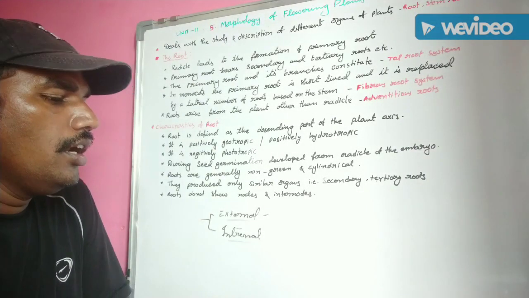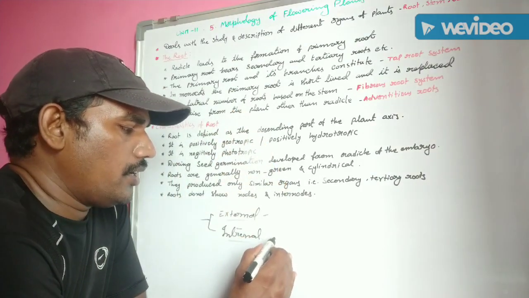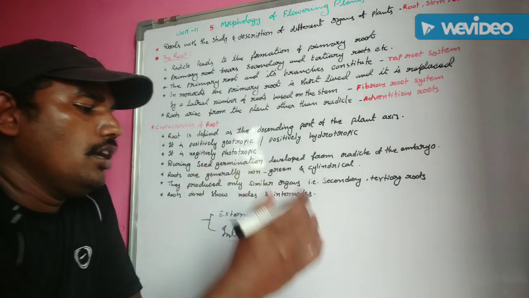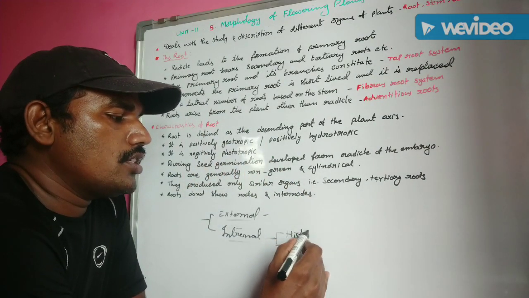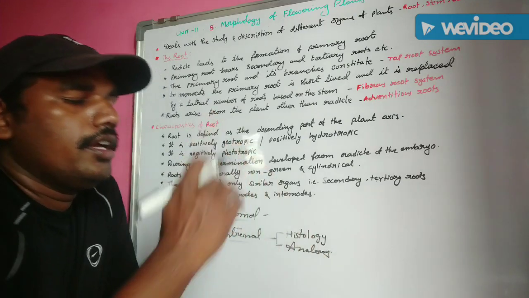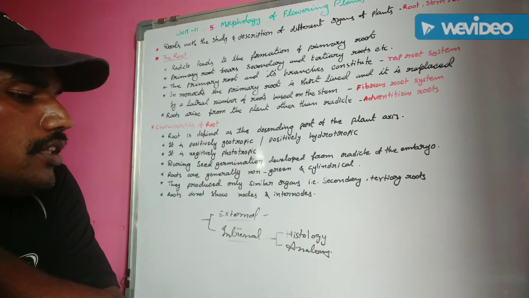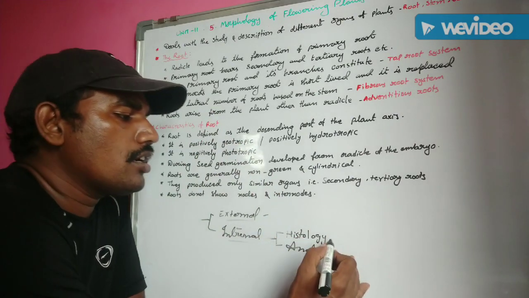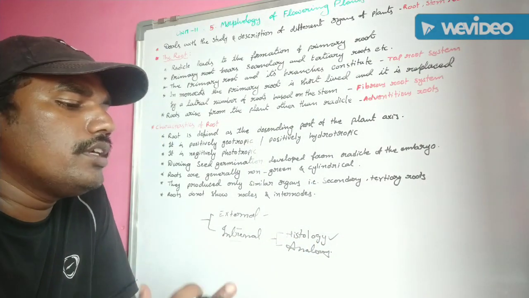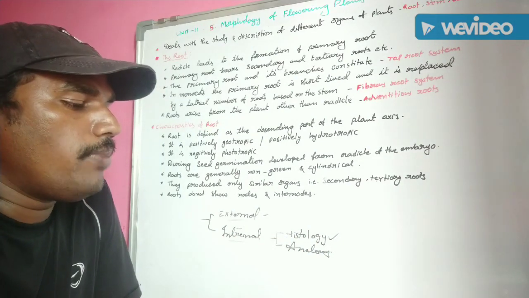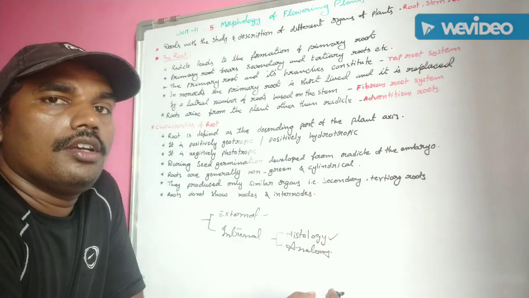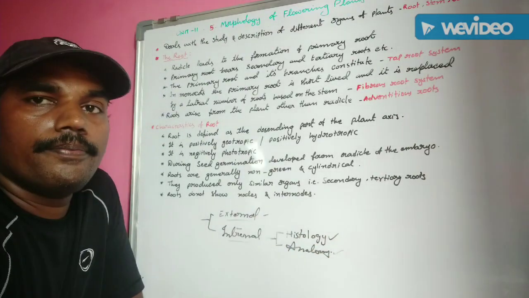Internal morphology is further divided into two parts: histology and anatomy. Histology means to deal with the study of different types of tissues. Anatomy means to deal with the study of plant organs like root, stem, leaf, flower, etc. Internal structure study is known as anatomy.